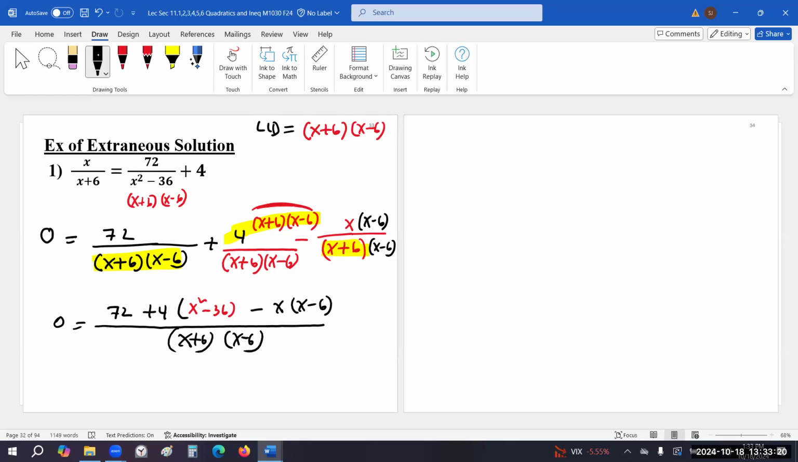So in the next step, I'm just going to distribute the 4. It will be enough. And here, I didn't do anything. I kept it because we have a minus in the front.